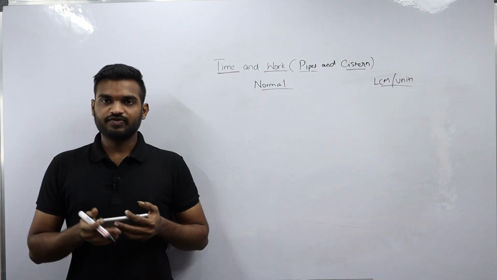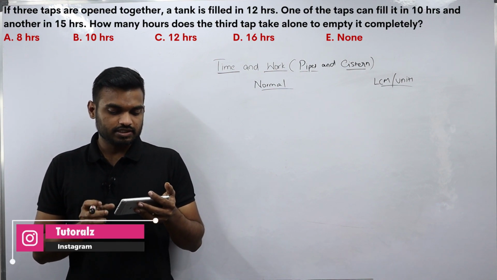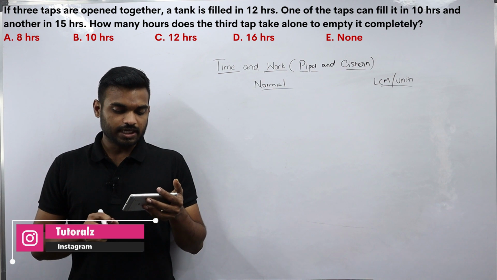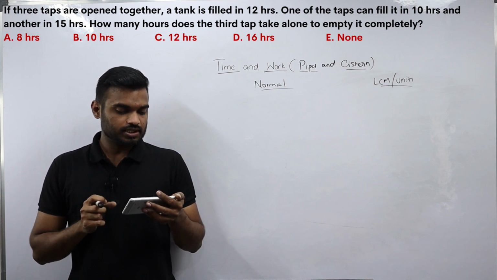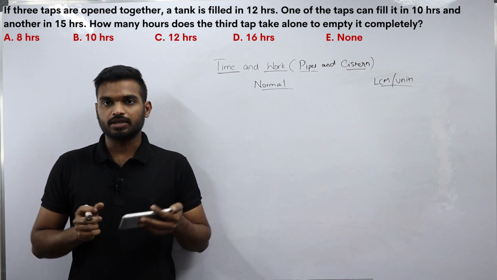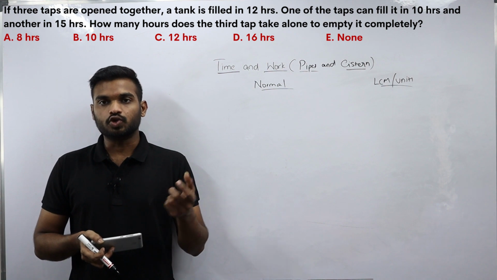Now let's see the fifth problem. They are saying that if 3 taps are opened together, a tank is filled in 12 hours. One of the taps can fill it in 10 hours and another in 15 hours. How many hours does the third tap take alone to empty the tank completely? So we need to find the total time taken by the third tap to empty the tank.